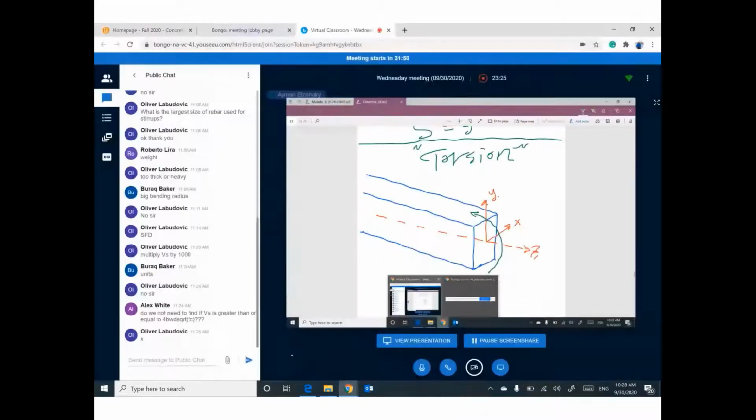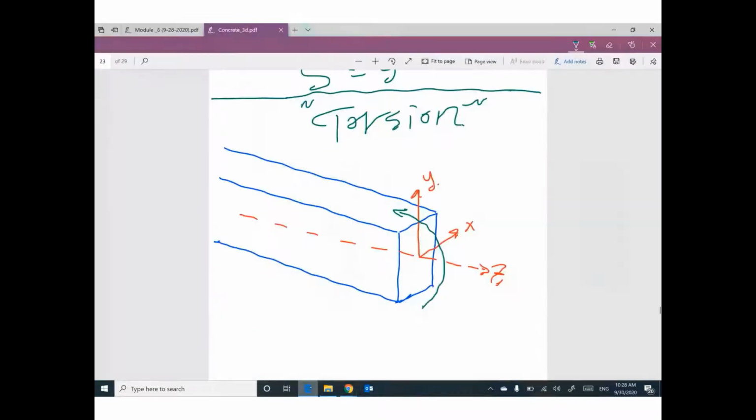This moment can be called Mx. So we have a moment on this cross section making tension on this side, so we need reinforcement, and making compression on the other side. Perfect.